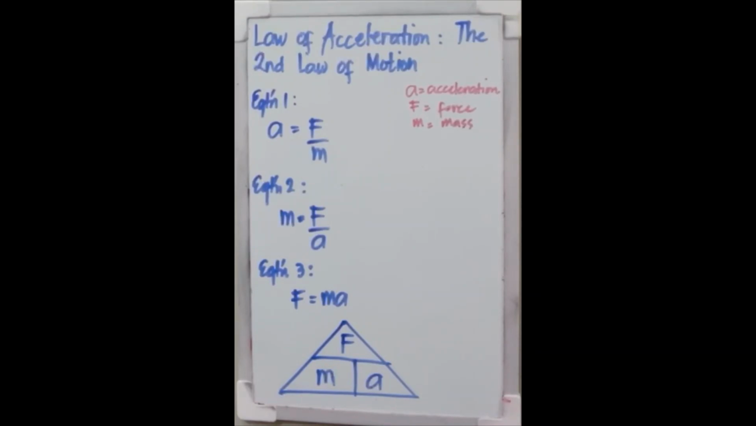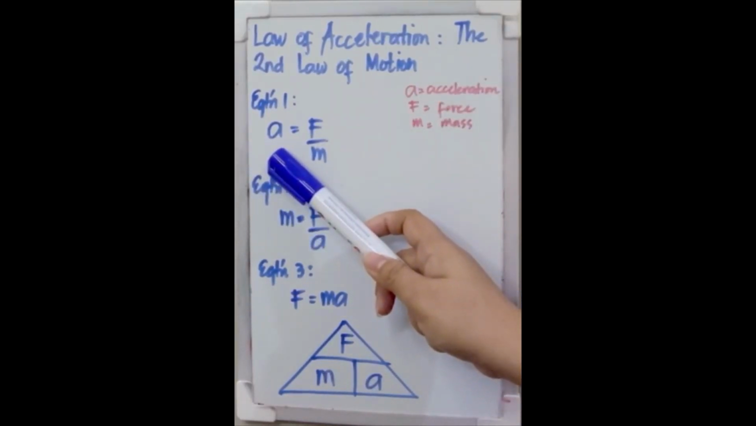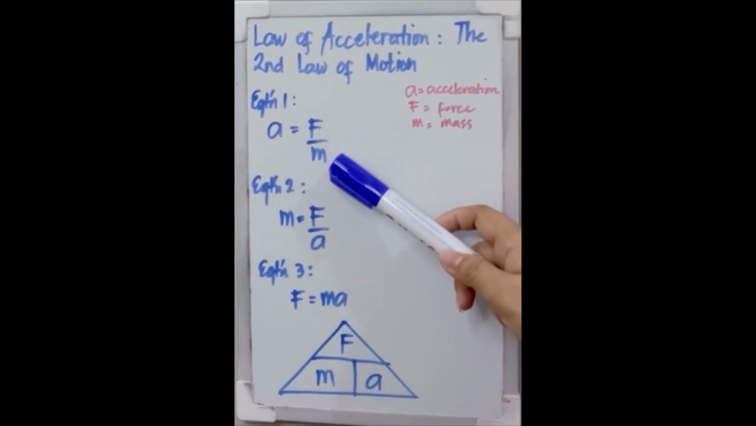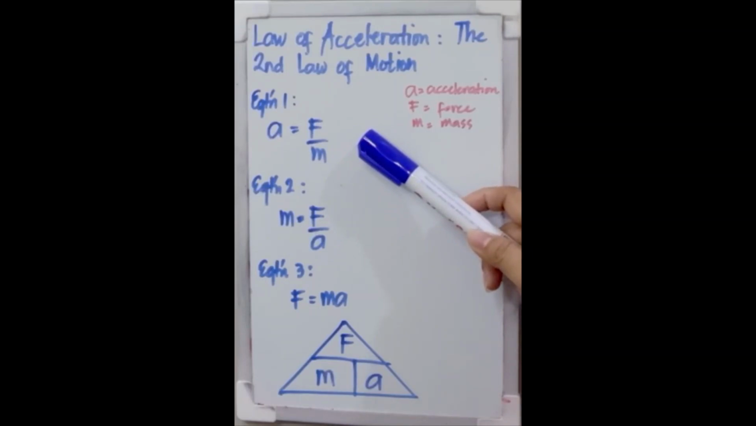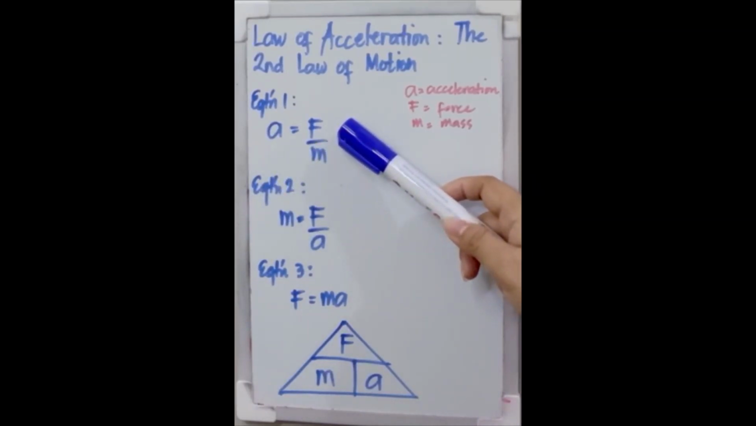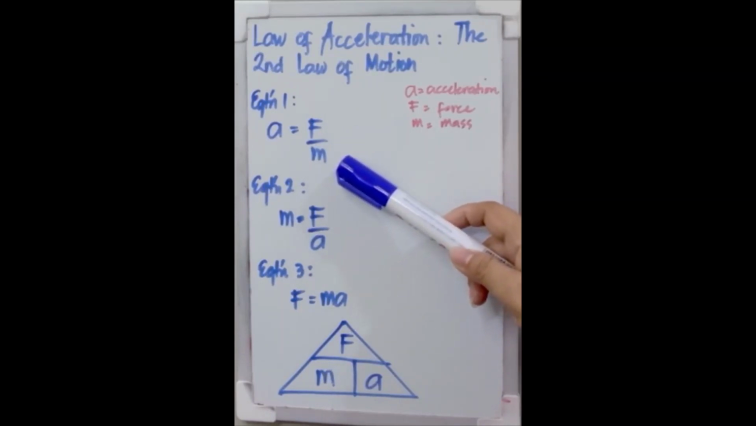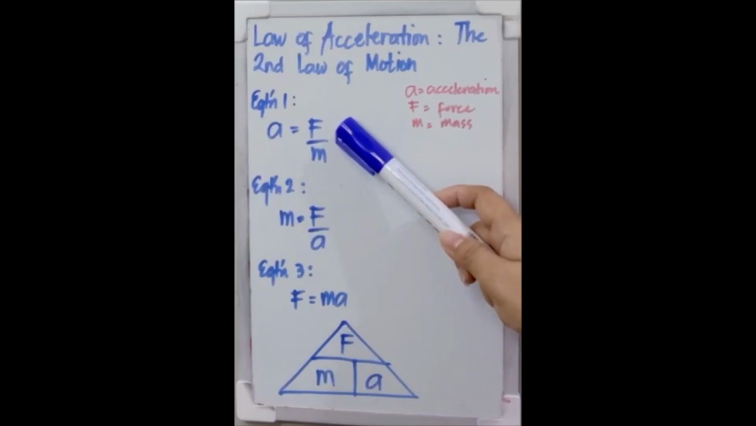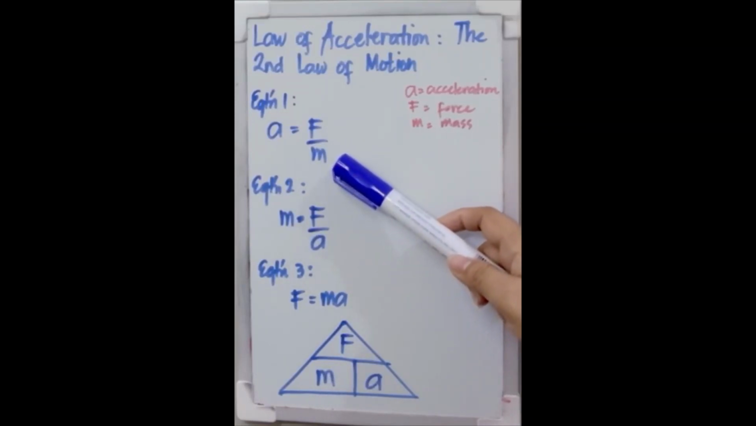Hello viewers, in this video we're going to discuss the law of acceleration, or simply the second law of motion. This law states that acceleration is directly proportional to the force but inversely proportional to its mass. In equation form, it's A, the acceleration, equal to F, the force, divided by m, the mass. Again, A stands for acceleration, F for the force, m stands for mass.